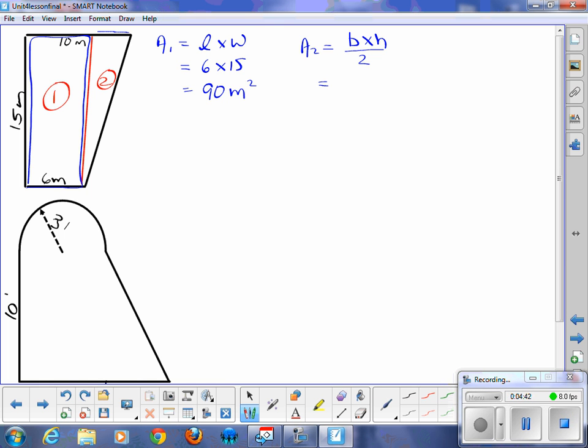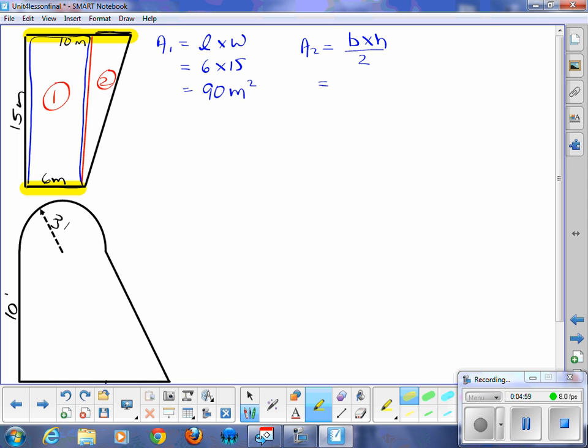We don't seem to have the base. We do not have the base, so we've got a little bit of a problem here. Fortunately, they gave us some information. They told us that that length along there was 10 meters. This length is 6 meters.